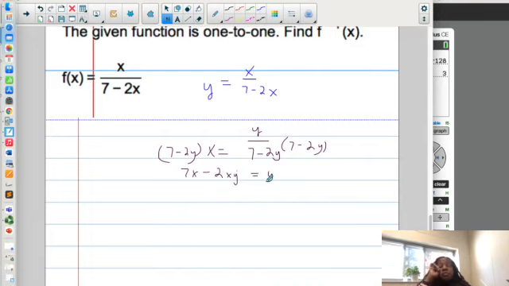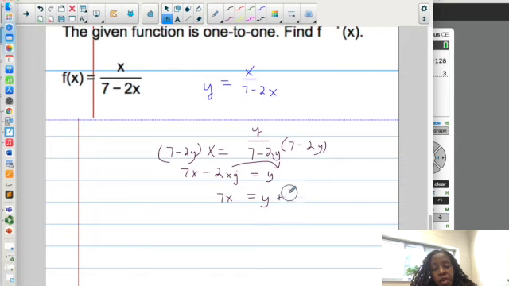Now, me being me, I want to get my y's together because at this point I want to solve for y. That's why I multiply both sides by 7 minus 2y. So I'm going to move that negative 2xy over here with the y to get my y's together. So 7x is equal to y plus 2xy. And all I have to do is factor out this common y, and I'm left with 1 plus 2y equals 7x.